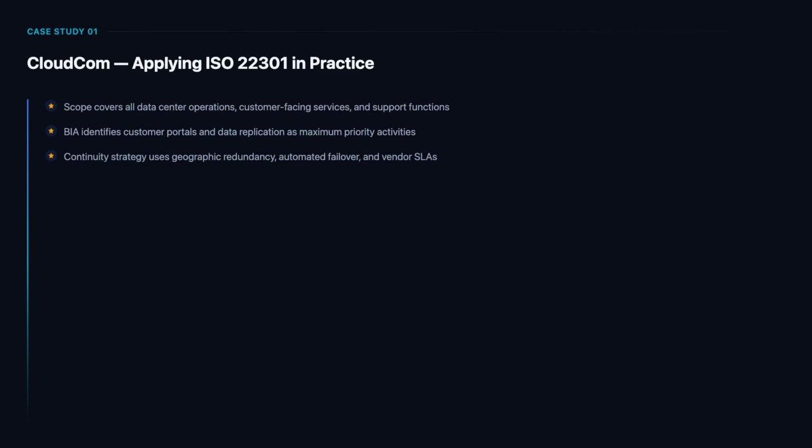CloudCom's continuity strategy relies on geographic redundancy across data centers, automated failover for critical services, and strengthened vendor service level agreements. You'll see how to match strategy choices to BIA priorities and resource constraints. CloudCom runs annual full failover tests, quarterly tabletop exercises with leadership, and structured post-incident reviews after every real disruption. The course provides the exercise templates and evaluation forms used throughout the case study.